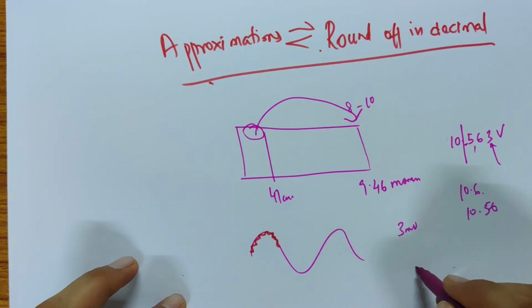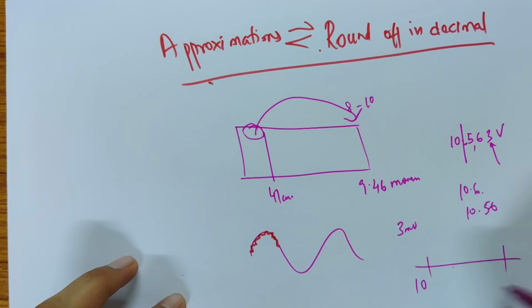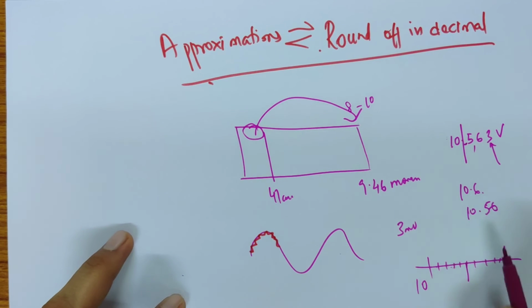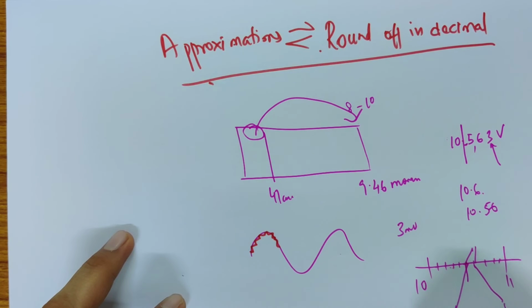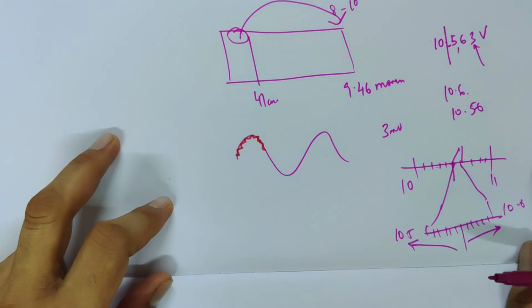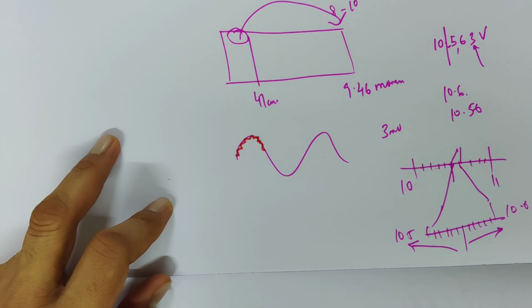This approximation has to do with the number line. I have 10, I have 11, and I have divided it into 10 pieces. The fifth is here. If it is before that, then it is the previous digit. If it is after that, it is the next digit. Now between 5 and 6, this is cut into 10 pieces. Between 10.5 and 10.6, I again have 10 pieces. So if it is more than 10.55, I will consider it 10.6. If it is less than 10.55, I will consider it 10.5. This is the process we use to get an approximation, or round off.